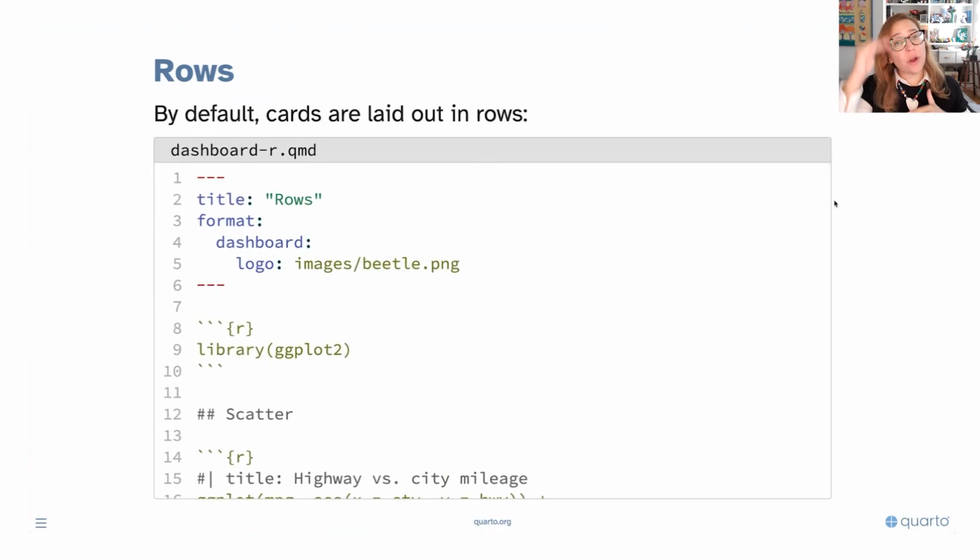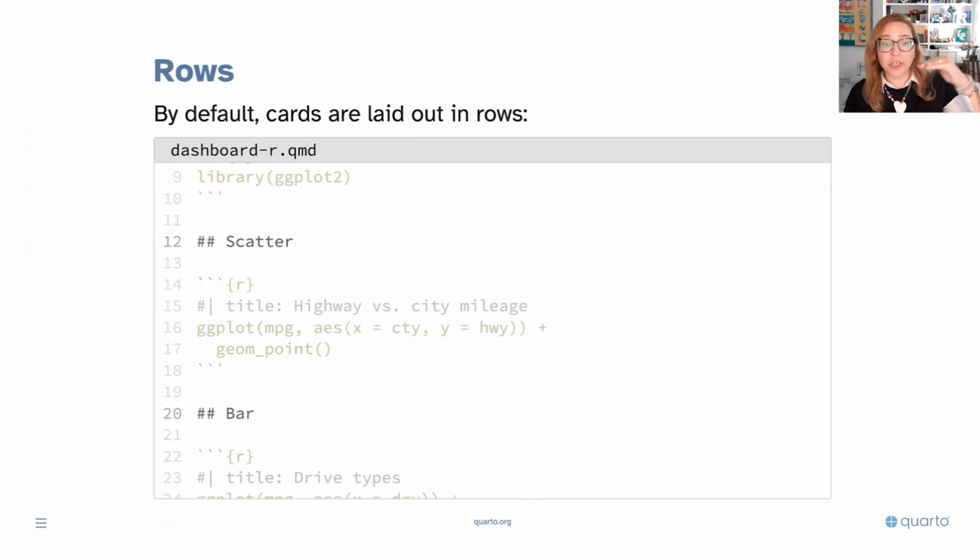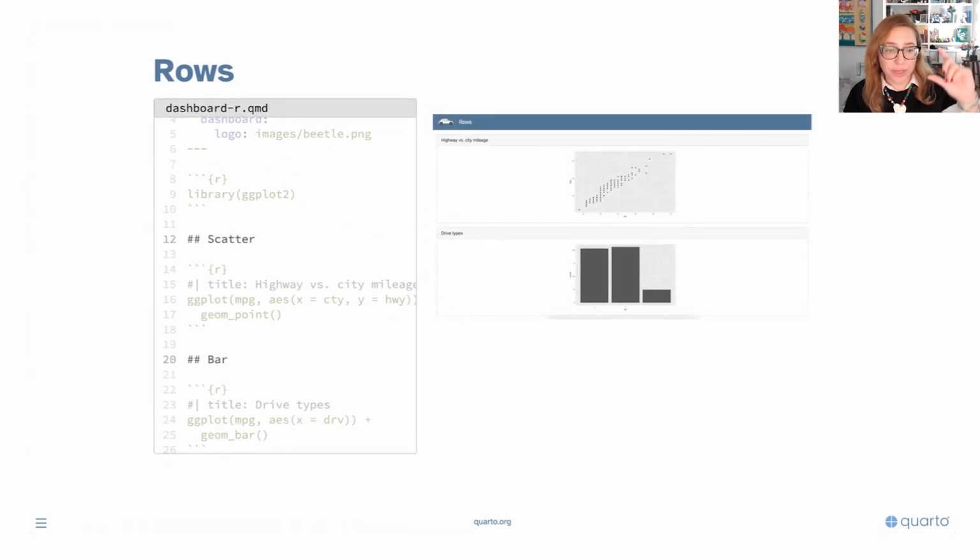By default, your cards are going to be laid out in rows. So when we give Quarto dashboard second level headings, the first one is going to be row 1 and the second one is going to be row 2. So we can see that these cards are basically laid out in those rows. And once again, the words scatter and bar do not appear on our dashboard. Those are things that I personally prefer to give meaningful names to so I can navigate my QMD document nicely, but they're not meant to be reflected to your users.